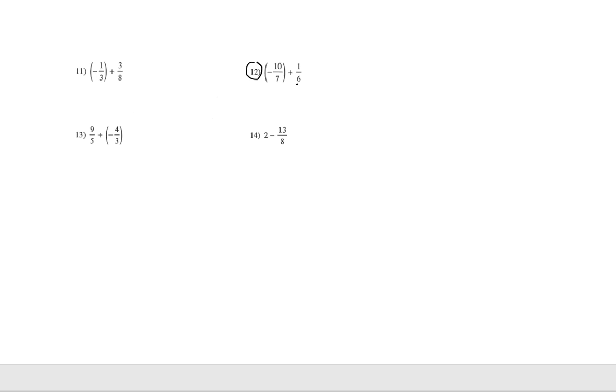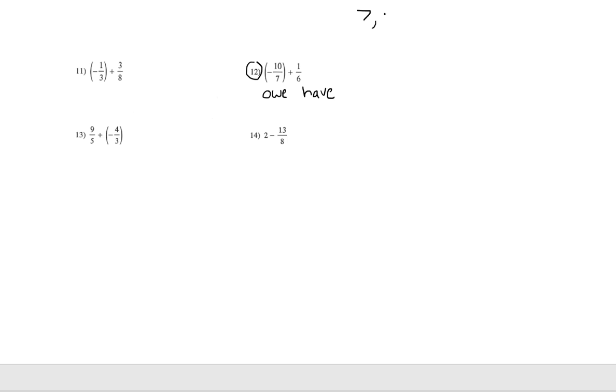So on number 12, you have a negative 10/7 plus 1/6. On this one, you can see that we have a negative. Remember, that's like owing. And we have a positive. Remember, that's like having. And before we can figure out what our answer is, whether we're going to owe or have when we combine these, let's find a common denominator for the two. We need to find a common denominator between 7 and 6.